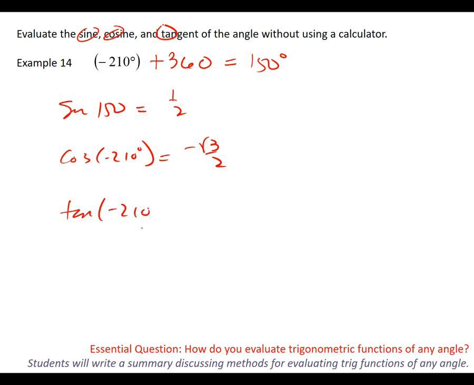Tangent of -210: check your sine and divide it by your cosine, and what did you ultimately get? I don't need to do any more with it.